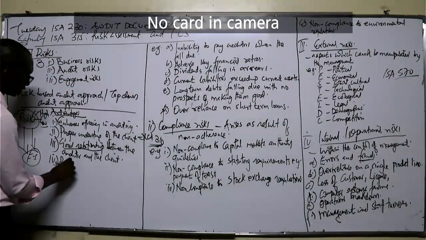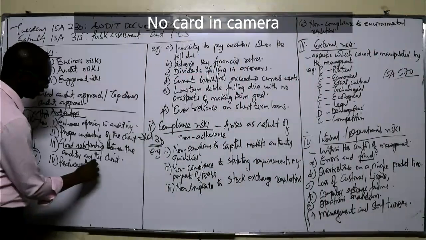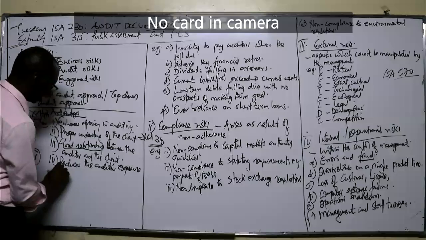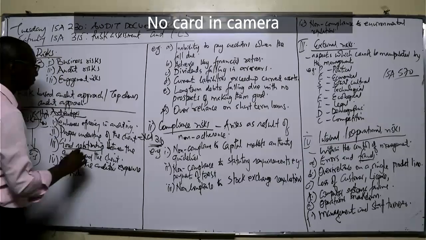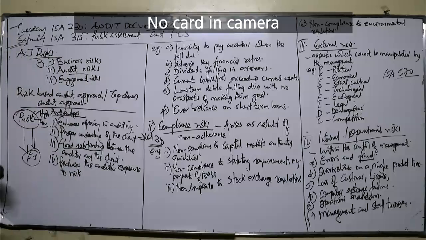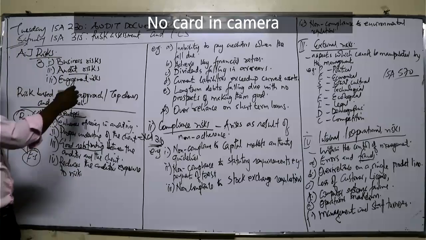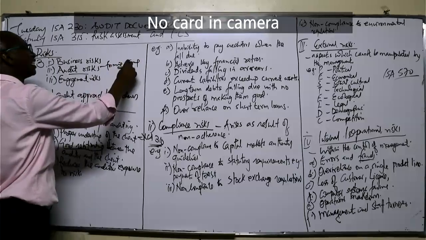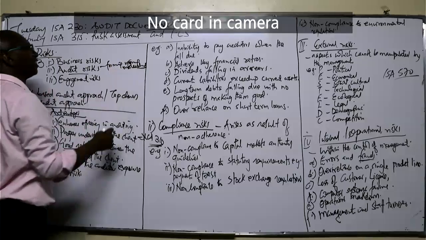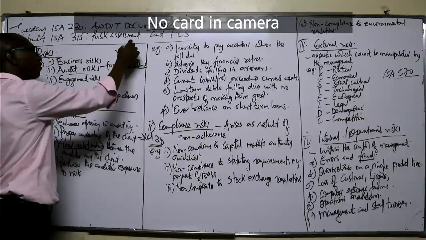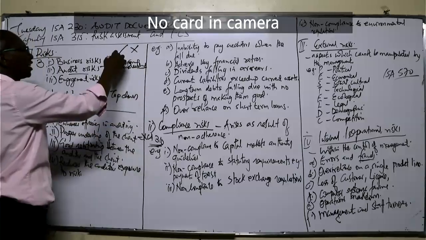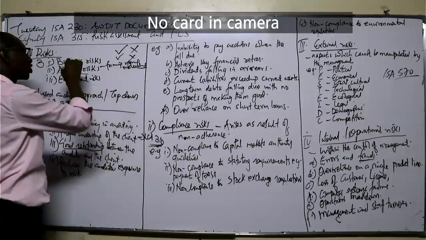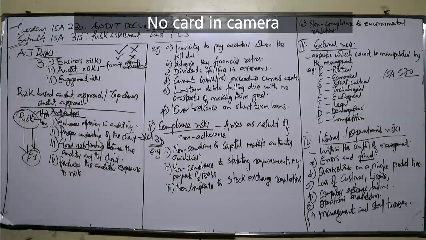Number four, reduces the auditor's exposure to risk. But I will define audit risk. It has two definitions. Audit risk means the auditor forming a wrong opinion or a misleading opinion. This is when you report that the books of accounts portray a true and fair view when they don't. This is when you report that the financial statements have been presented fairly in all material respects when that is not the case. That is what we call audit risk, forming a misleading opinion.